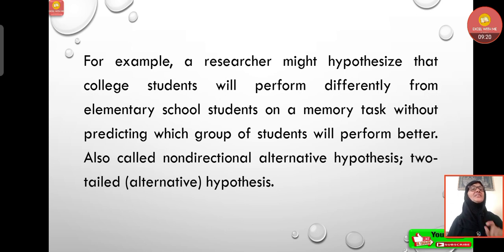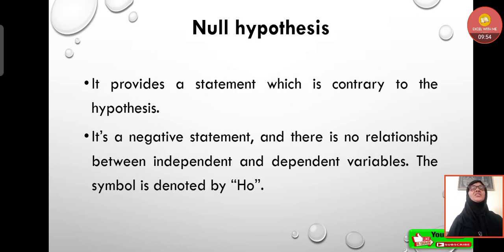For example, a researcher might hypothesize that college students will perform differently from elementary school students on a memory task. Without predicting which group of students will perform better, we can tell. How? Because obviously elementary school students cannot perform well in comparison to the college students. That means also called non-directional alternative hypothesis, two-tailed alternative hypothesis.